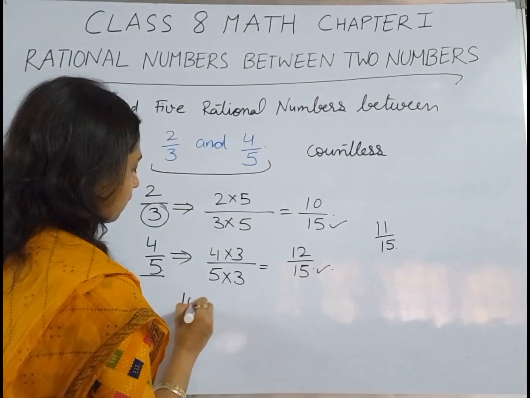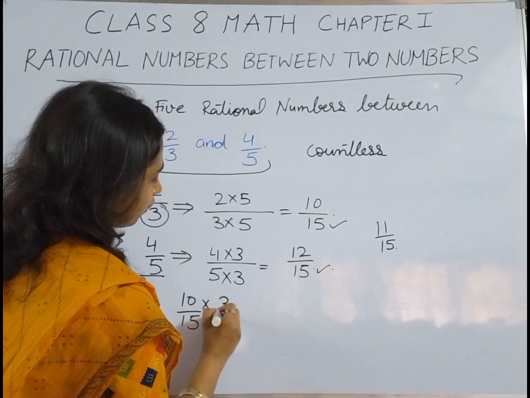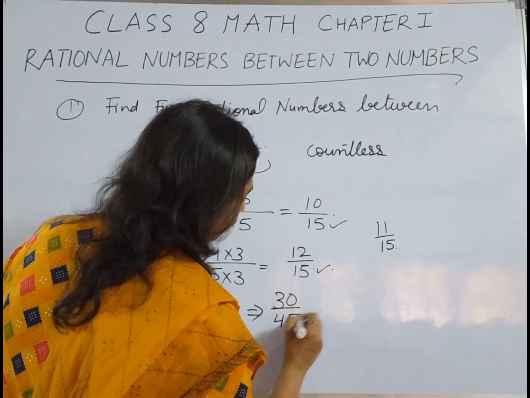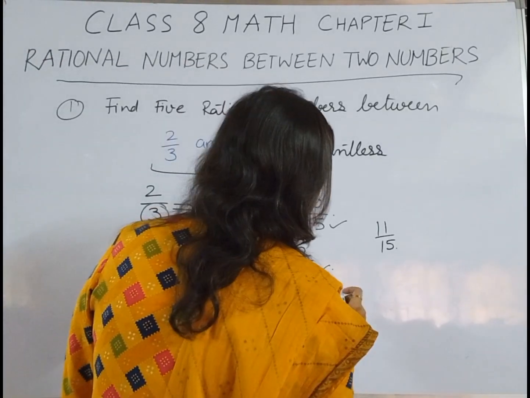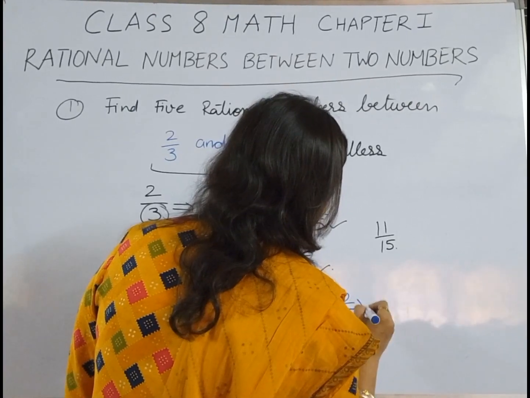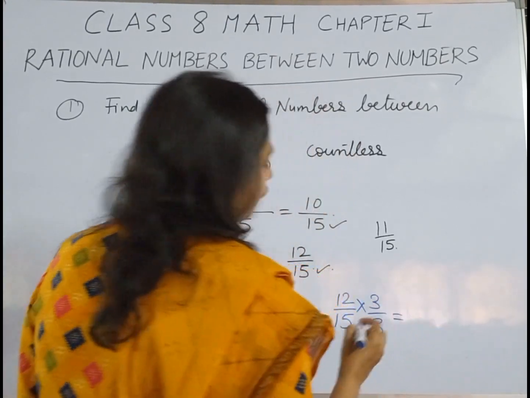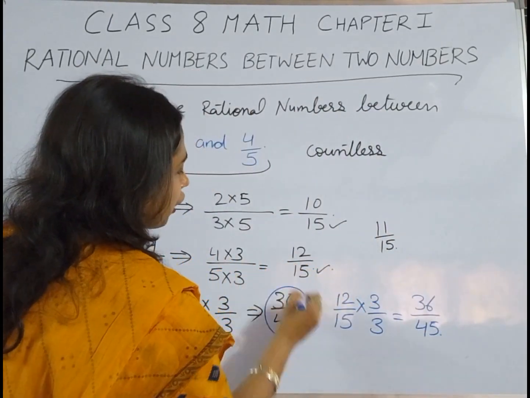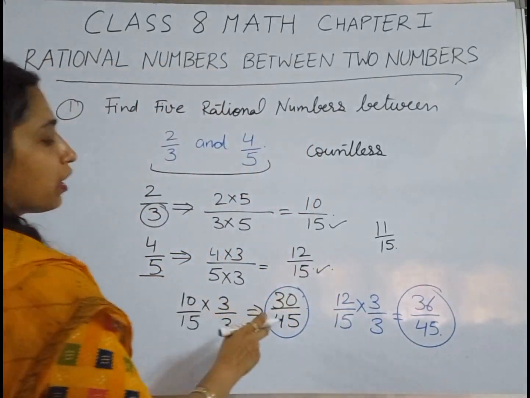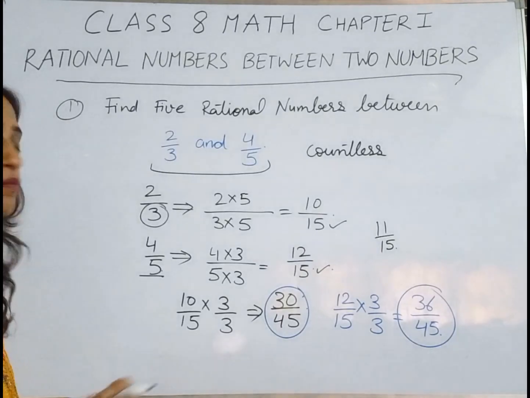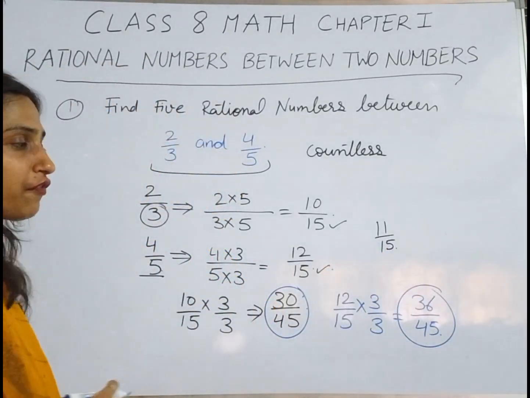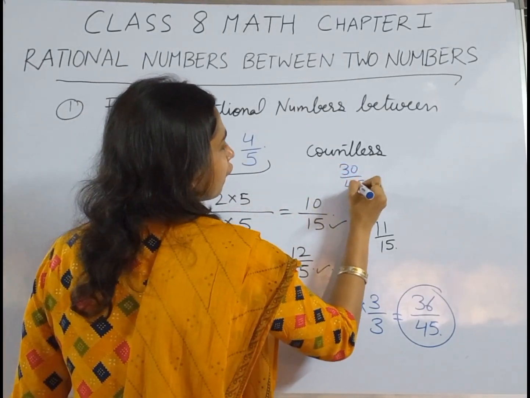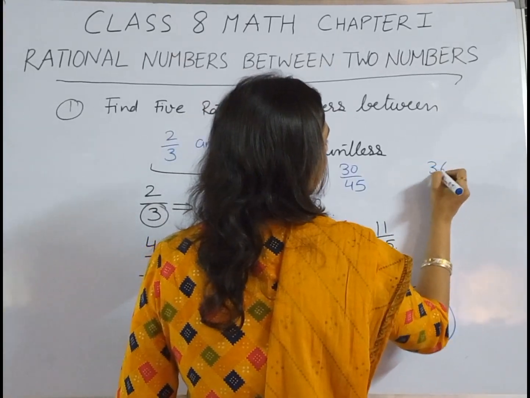If we multiply the first number 10 by 15 with 3 on numerator and denominator both, this becomes 30 by 45. And when we multiply the second term 12 by 15 with 3, we get 36 by 45. So this is 30 by 45 and this is 36 by 45. Now can we write down the 5 rational numbers between 30 by 45 and 36 by 45?